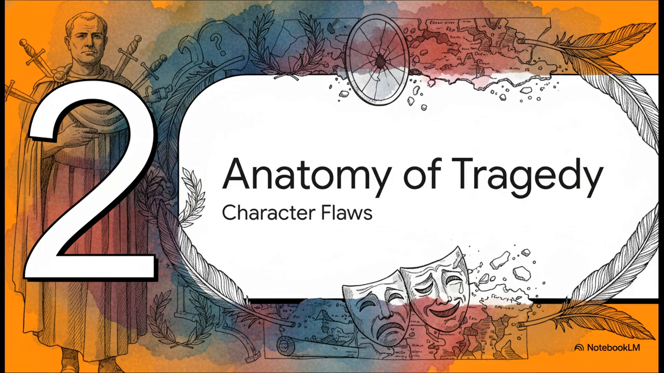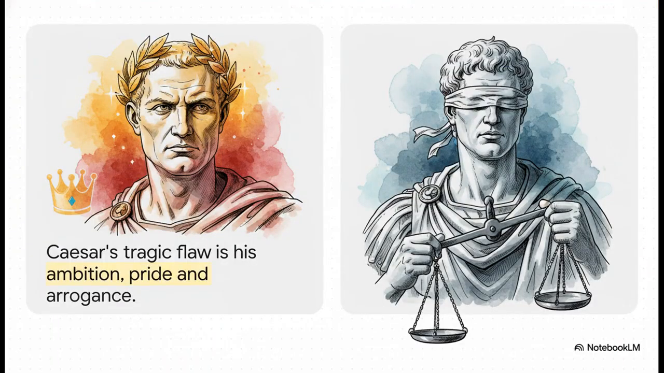Section 2. Anatomy of a tragedy. Moving from those grand political themes, we shift our focus down to the specific character frameworks that officially define this as a Shakespearean tragedy. Now, what's really interesting about this slide is how perfectly the fatal flaws of our two central figures contrast.